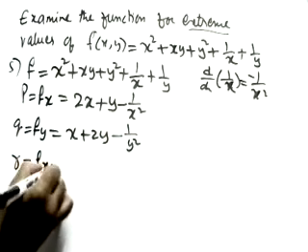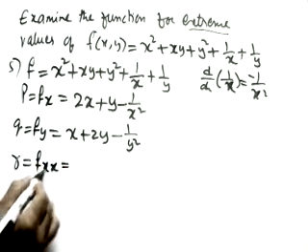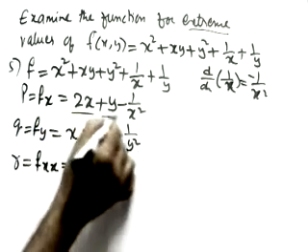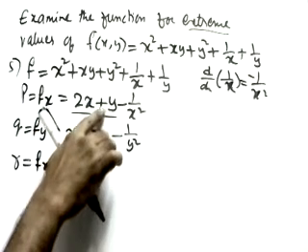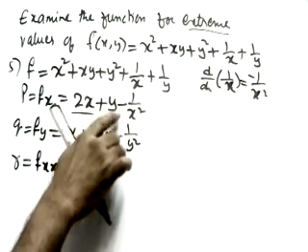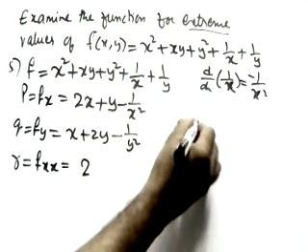Now p, q, r. r equals fxx, the differentiation of fx with respect to x. We have to differentiate this with respect to x. d by dx of x is 1, 1 into 2 is 2. We don't have a constant x, so it is constant.